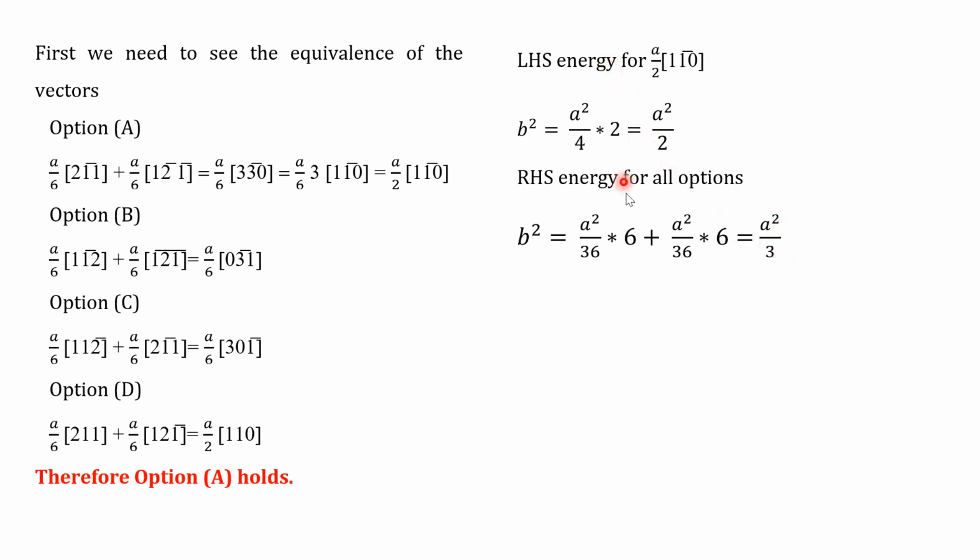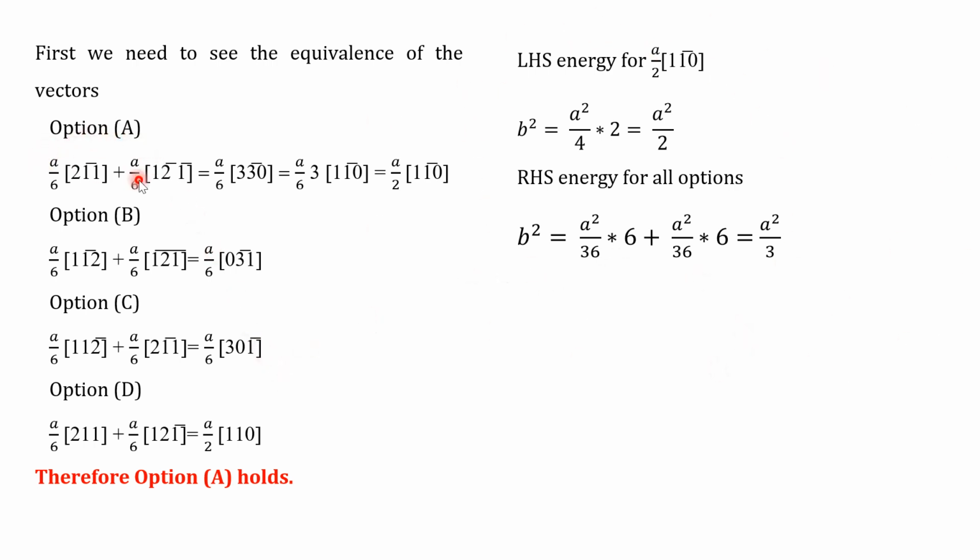So, when we are comparing LHS and RHS, whenever this particular dislocation splits into two smaller dislocations, the energy associated with it gets reduced. This is because a square by 2 was the energy, and here a square by 3 is the energy. That is another method in which we can verify.